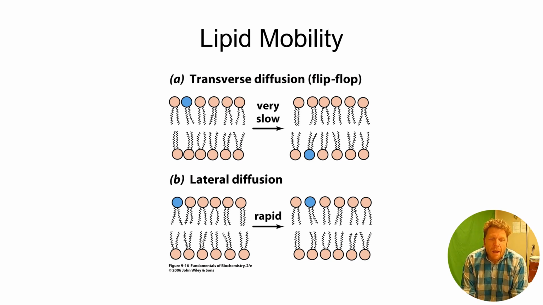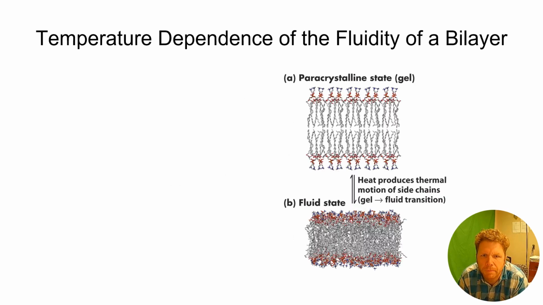That movement is going to happen very slowly, although it can happen. Contrary to that is our lipids that are moving laterally. That's going to happen very quickly. I always kind of think about a membrane as being similar to a wave pool where people are always moving, and if you move from one place in a wave pool to the next, it just takes a little bit of time.